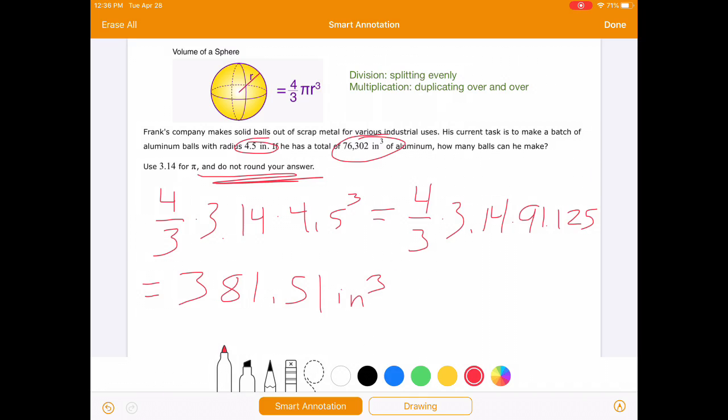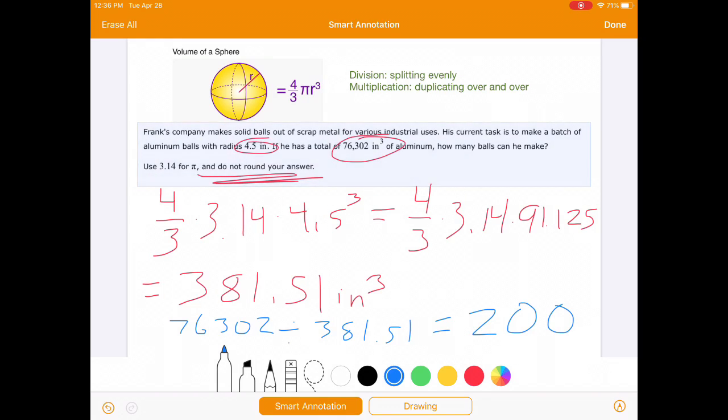So to figure out how many balls we can make, we need to take 76,302 and divide it by 381.51. And once again, it says don't round your answer. And there's probably a reason that they didn't want us to round this, because it turns out to be 200 exactly here. So they can make 200 spheres, all of the same size, all with a radius of 4.5 inches.